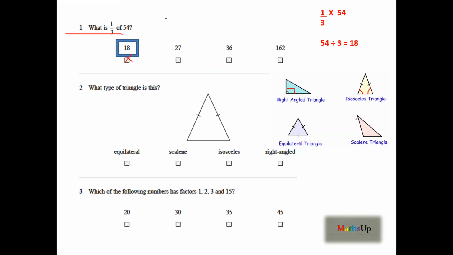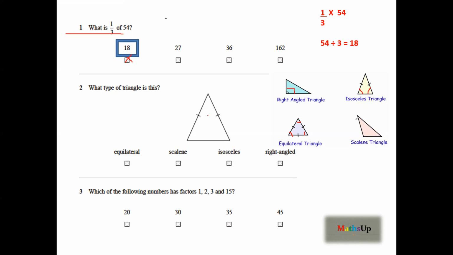And the third type of triangle you know is the equilateral triangle. In an equilateral triangle, all the sides are equal and also all the angles are equal. And this is the other type of triangle you know, that is the scalene triangle. In a scalene triangle, there are no equal sides and there are no equal angles as well.